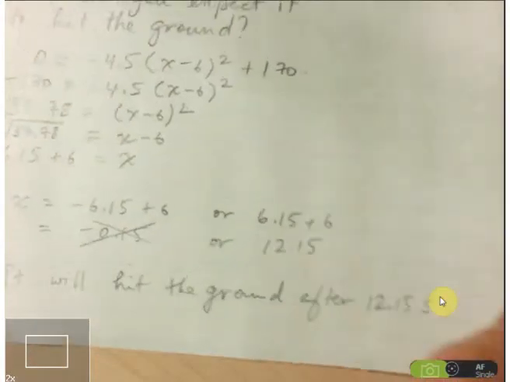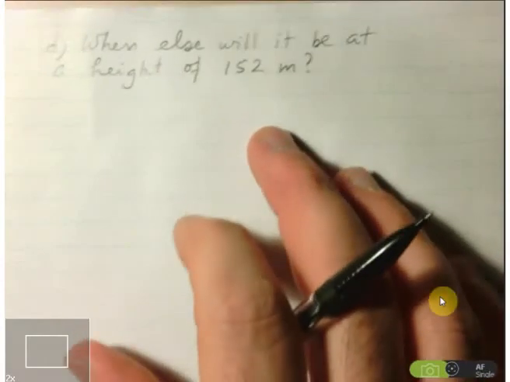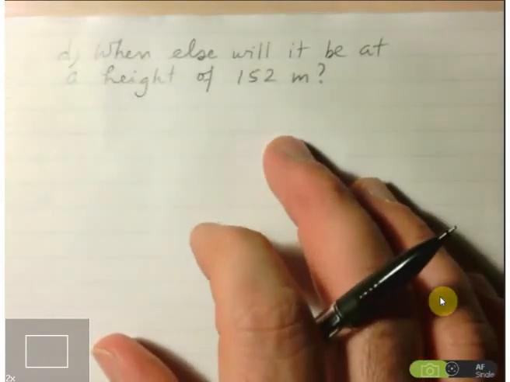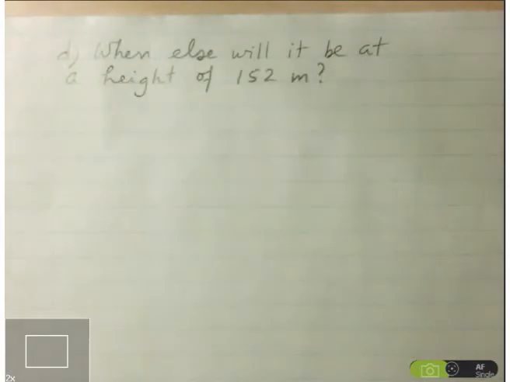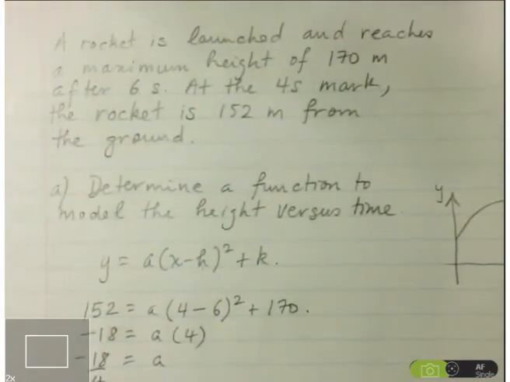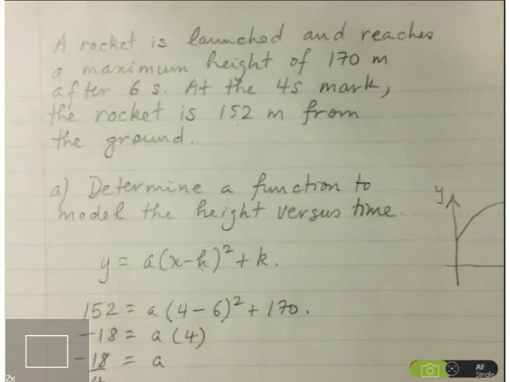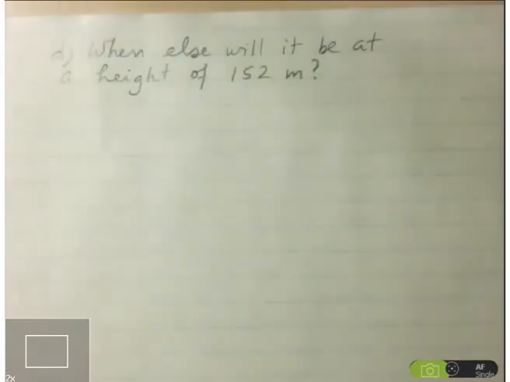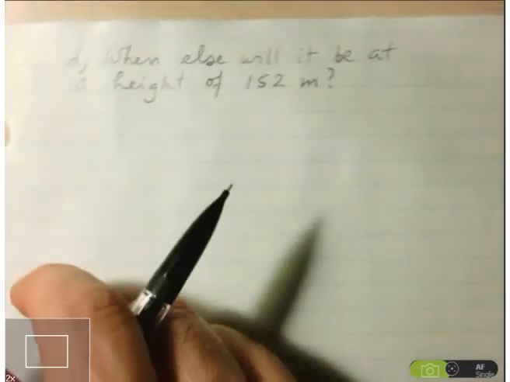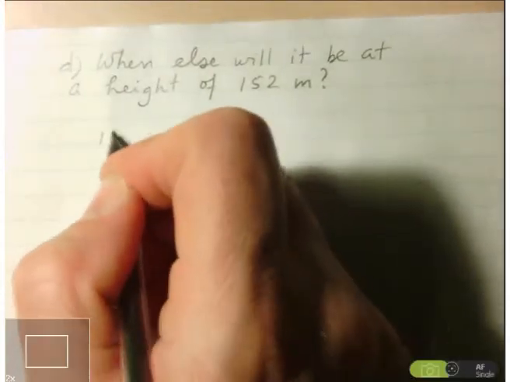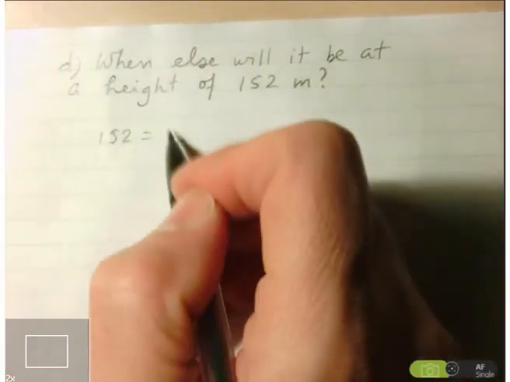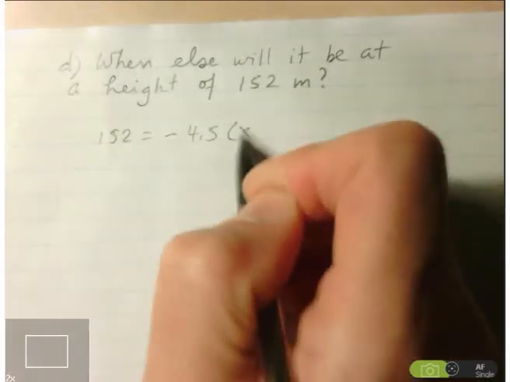So let's go on to one last question. The next question, and the last one, will be, when else will it be at a height of 152 meters? Well, let's go back to our original question, and they tell us that after 4 seconds, it'll be 152 meters from the ground. Now, we can just solve this without really thinking about it. Here we're given a height value, so you could replace height by 152 and do exactly what we did before.